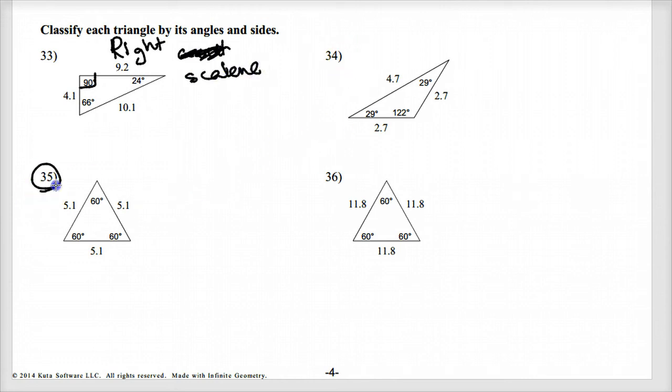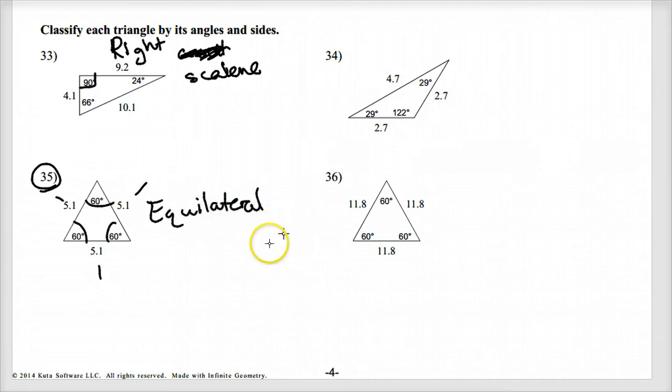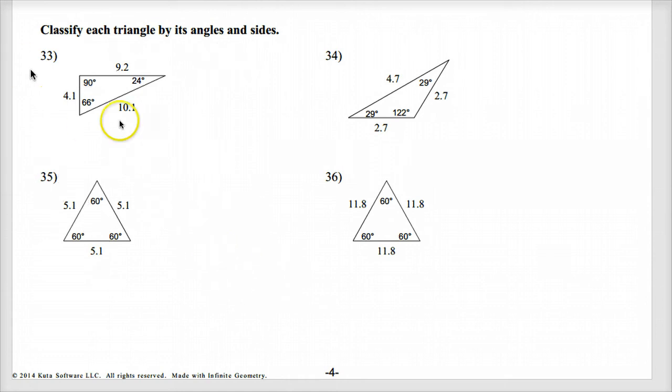All right, let's look at 35. Ooh, these are pretty because it's got 1, 2, 3 the same. 1, 2, 3 the same. That makes it equilateral. Excellent. Piece of cake, though. Let's see what else we got going on.